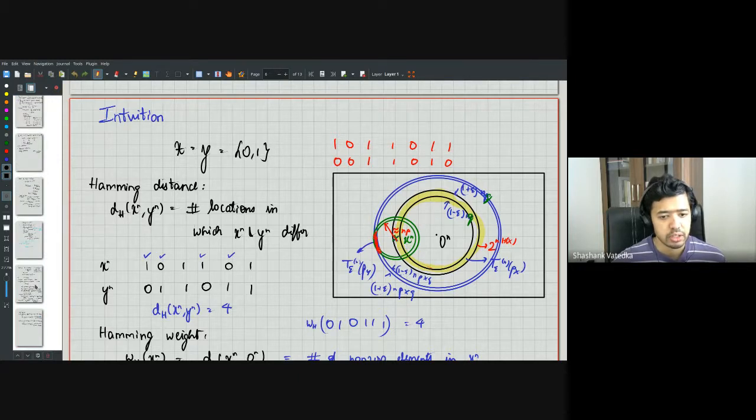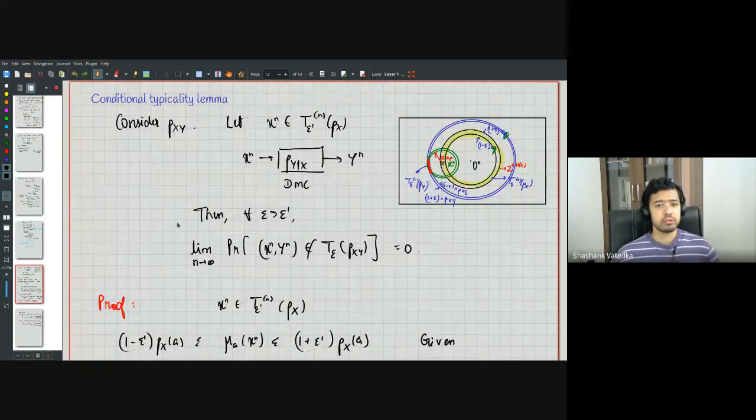So later on, we also looked at the conditional typicality lemma, which says that if you take an xn which is typical, which is epsilon prime typical, and you pass xn through any DMC to get some yn at the output, then xn yn is also going to be jointly epsilon typical, where epsilon is greater than epsilon prime.